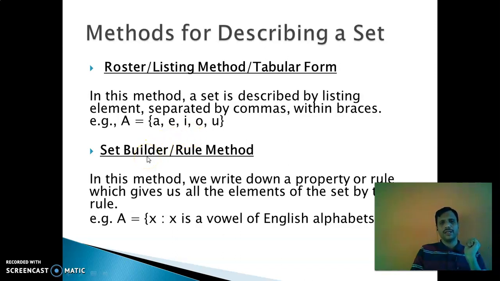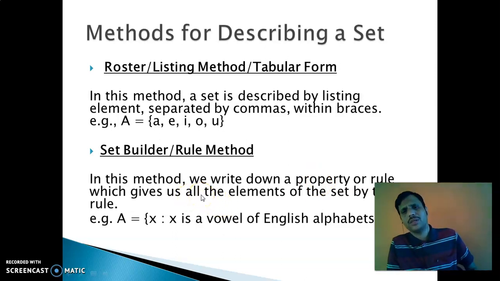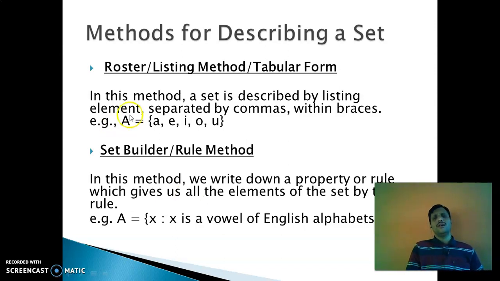The second method is the set-builder form or rule method. In this method, we write down a property or rule which gives us all the elements of the set. For example, A is equal to {A, E, I, O, U}. This is an example of a set, right? These elements possess one property or one rule. So we can write that x is a vowel of the English alphabet. This can be written as A is equal to {x such that x is a vowel of the English alphabet}.